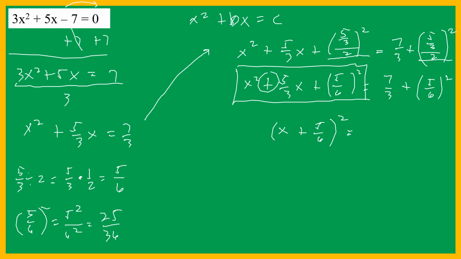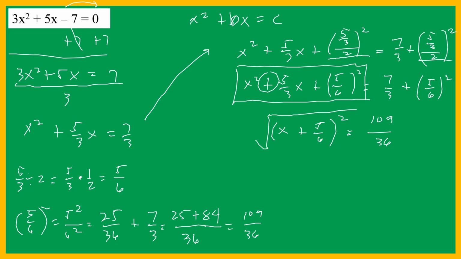So we have here 7 over 3 plus 25 over 36. So add na natin yung 7 over 3. So that would be, ang ating LCD ay 36. So that is 25 plus 36 divided by 3 is 12 times 7 is 84. So 25 plus 84 is 109 over 36. So that is 109 over 36.